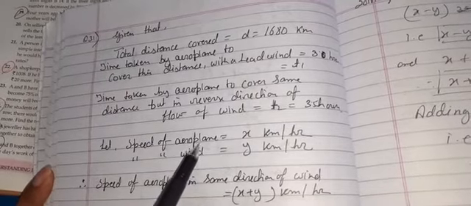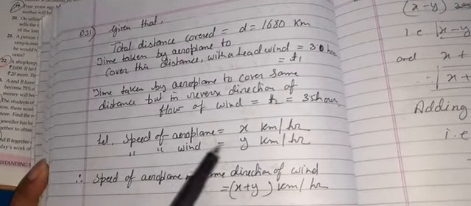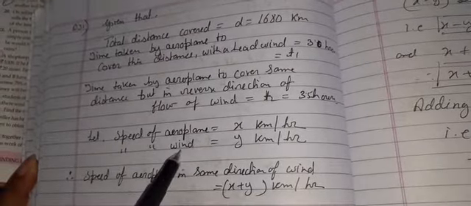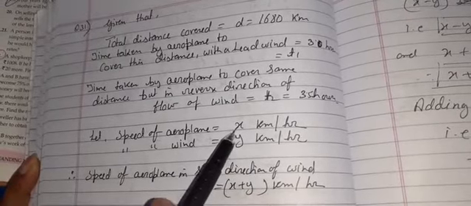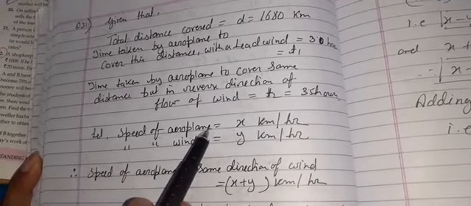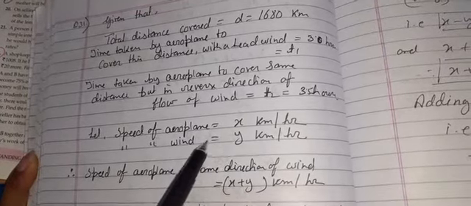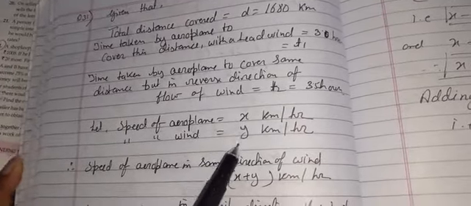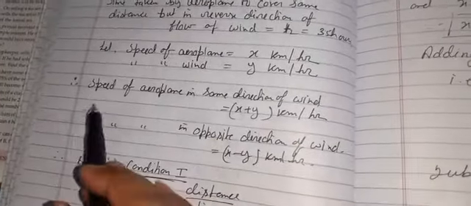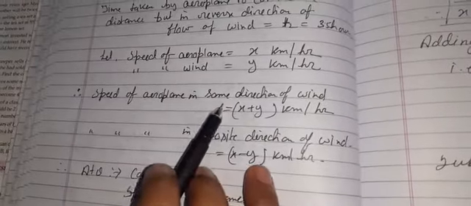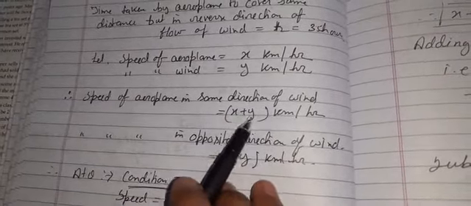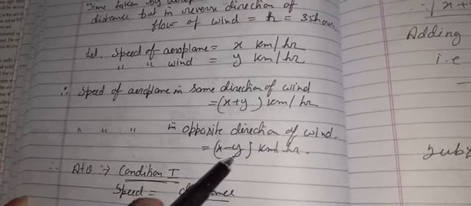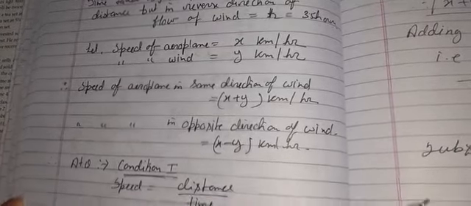When the aeroplane and wind are in the same direction, we write x plus y, because naturally the resultant speed of the aeroplane will increase as the speed of wind also supports its movement. And when the aeroplane is in the reverse direction, the speed of wind opposes its movement, so the resultant speed becomes x minus y, right? So I have written: speed of aeroplane in the same direction of wind is x plus y kilometer per hour, and in the opposite direction of wind is x minus y kilometer per hour. Already I have explained, so we will proceed.